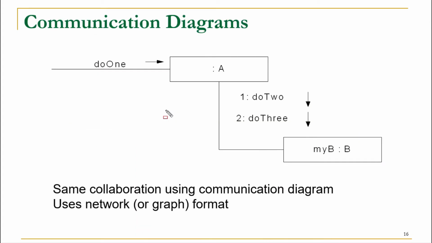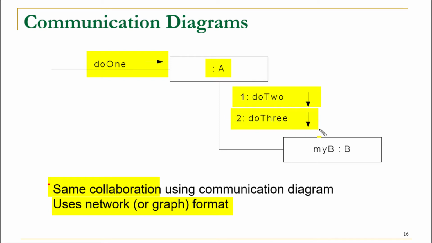Another way of representing the same thing is called the communication diagram. The communication diagram can be used to show the same collaboration, but it uses a network or graph format. We have a function called do1 which is present in the unnamed instance of class A, and from within that function I'm calling two different methods, namely do2 and do3, and these methods are being called on the reference or instance of class B.